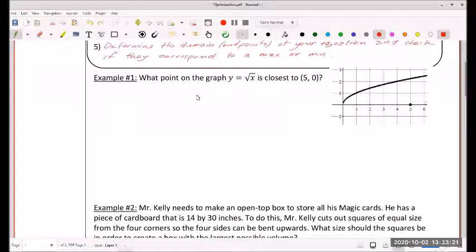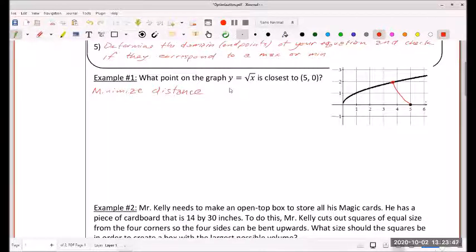Example one, what point on the graph y equals square root of x, pictured here on the right, is closest to this point 5, 0. So we want whatever point here is closest to that point there. In other words, what we want to do is we want to try to minimize the distance. So we're basically minimizing the distance between 2 points.